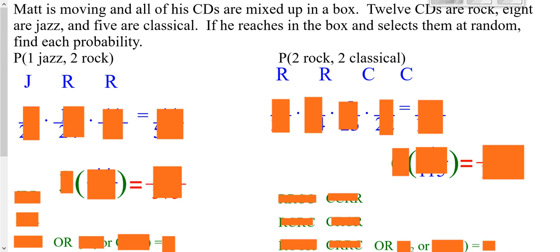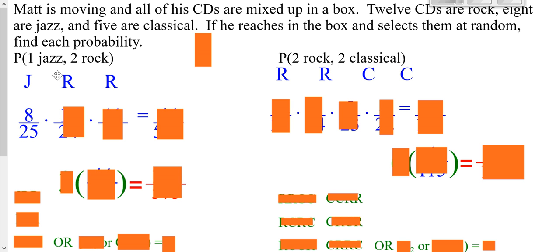Okay, I know CDs are kind of old technology, but we'll just go with this one here. So these CDs, there's 12 CDs that are rock, 8 that are jazz, and 5 that are classical. He reaches into the box to select at random, and what's the probability of getting 1 jazz and then 2 rock? Well, to get 1 jazz, we had a total of 8 jazz. Well, let's see, how many total did we have? We had 12 rock, 8 jazz, and 5 classical. Oh, there's 25.